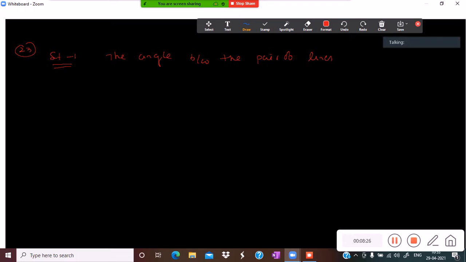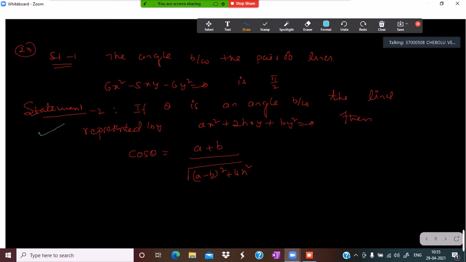Note down the next problem, 23rd. Statement 1 is the angle between the pair of lines. Statement 2 is correct. This is a direct formula. And coming to statement number 1, here a is equal to 6, b is equal to minus 6. We discussed in previous classes, a plus b is equal to 6 minus 6, that is equal to 0.